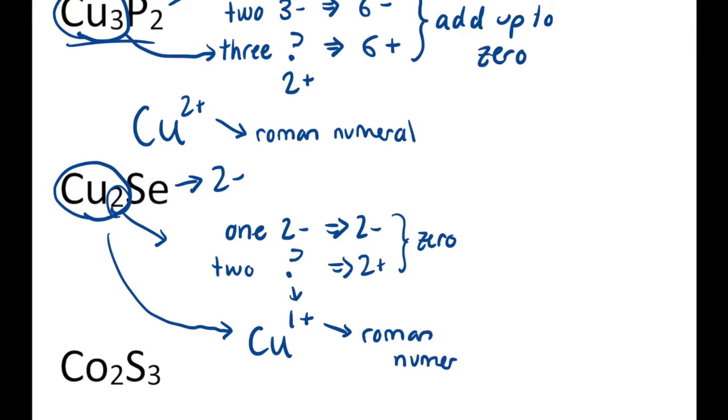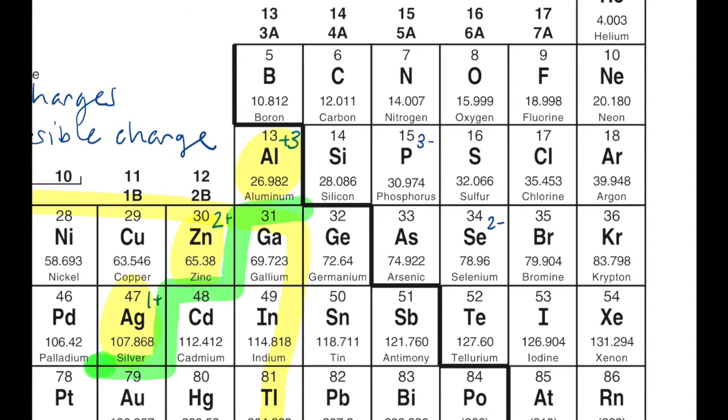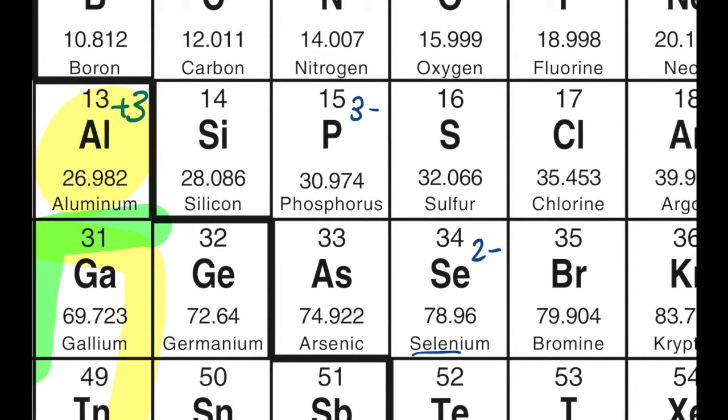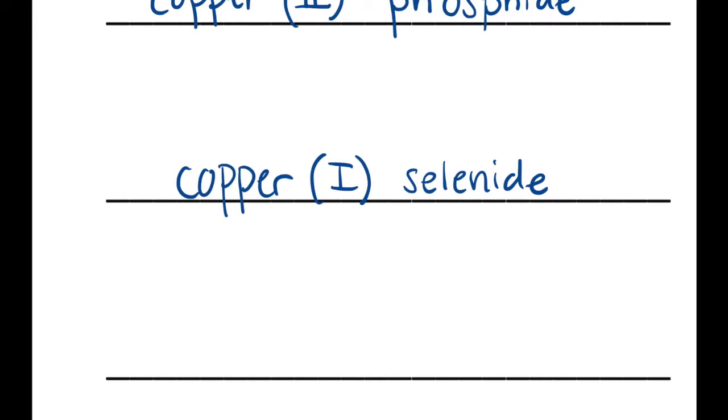Now we have everything that we need to write this name. I wrote out Roman numeral there, and we'll combine everything that we have. Selenium, just keep that first part there, selen. Since it's the last part there, we are going to end it with "ide." So copper(I) selenide should be our name of this ionic compound.